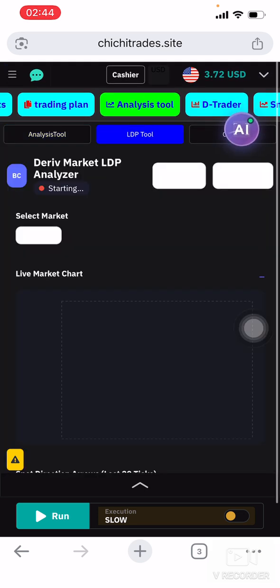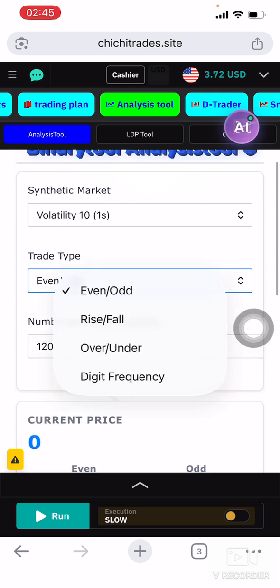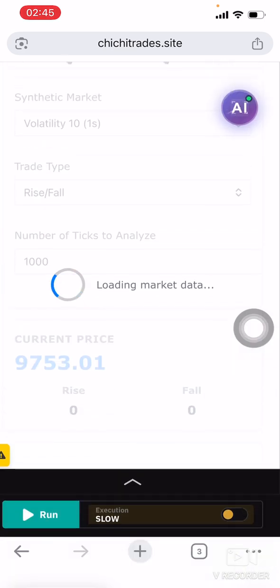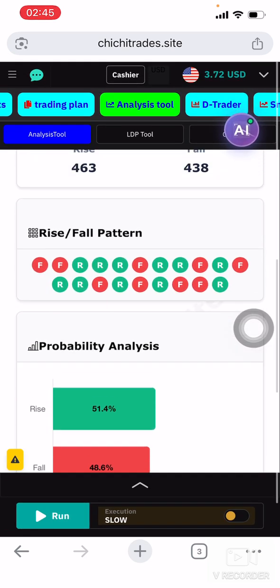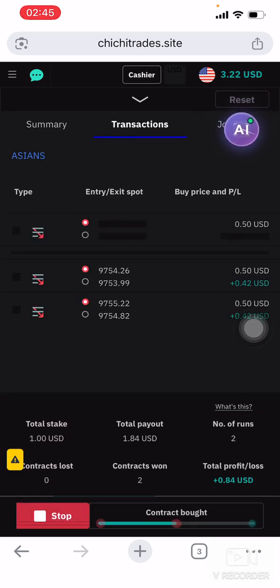Let me just go back. 10-1s rise and fall, number of ticks 1000 ticks. Yeah, 1000 ticks are enough. Then we are going to wait for the candle to rise 3 times and fall 1 time. One fall, we run.